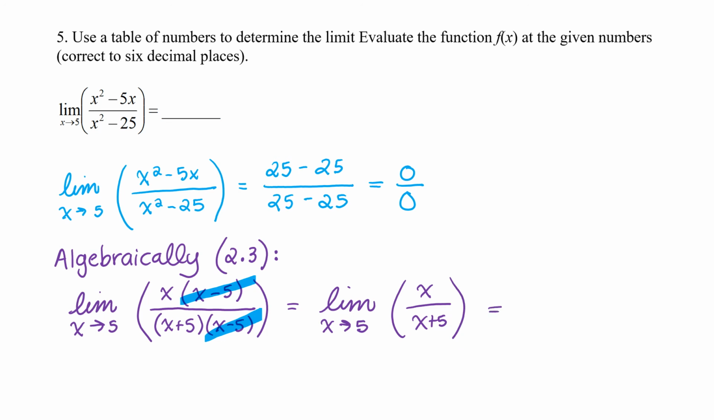And now when we try to see what our output is when our input is 5, we end up with 5 over 5 plus 5, which is equal to 5 over 10, which is that very familiar 5/10 from before. So sometimes we might be able to find these algebraically. And this is kind of interesting because if we look at the graph of this function, you actually have a hole at x equals 5. So 5 is not actually part of the domain of this function.